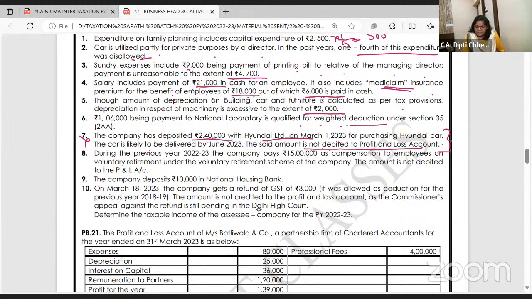During 2022-23, company pays 15 lakhs as compensation for VRS. An amount is not debited in the P&L. Is VRS allowed? Yes, but not 15 lakh. 1/5 of 15 lakh, 3 lakh, and that 3 lakh you have not debited. Now you debit. Now you debit means profit will reduce.